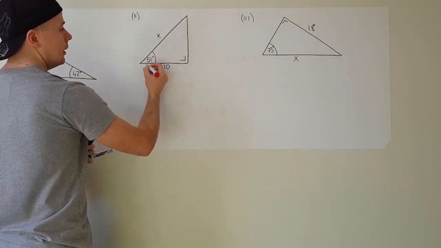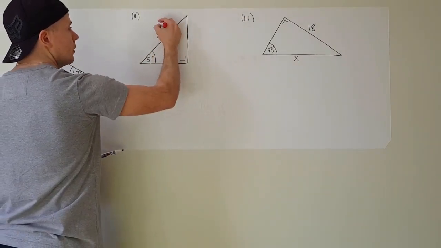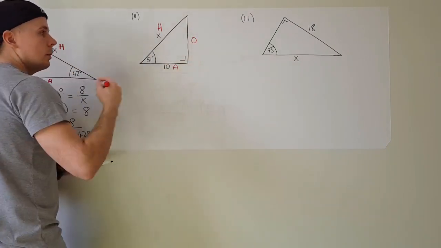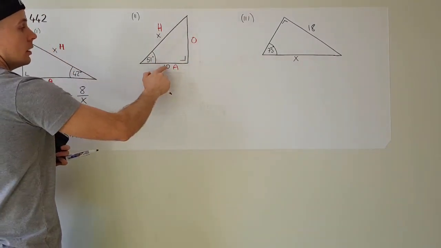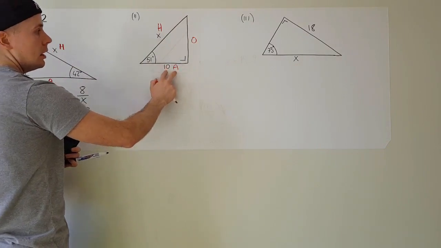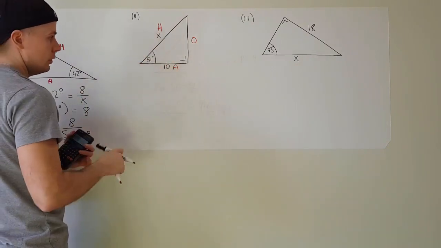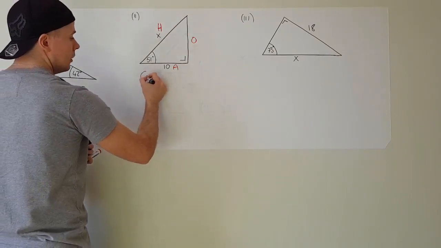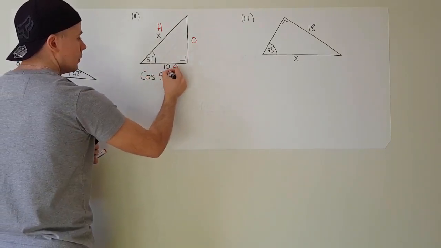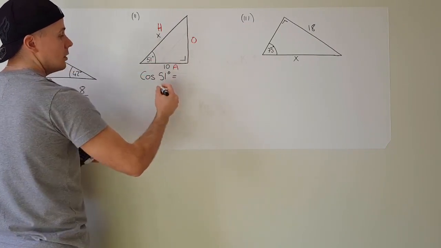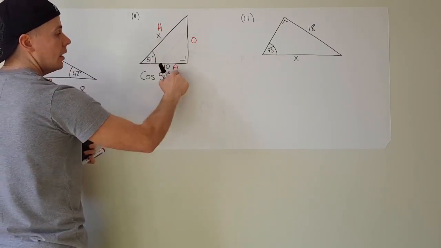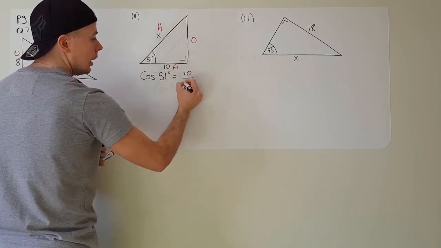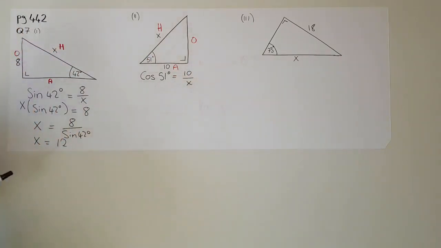So label hypotenuse, opposite side, adjacent side. Which of our trig values are we dealing with? We're dealing with A and H. It is cos. So cos of the angle 51 degrees is equal to A over H, so it is 10 over x. Exact same as what we had over here.